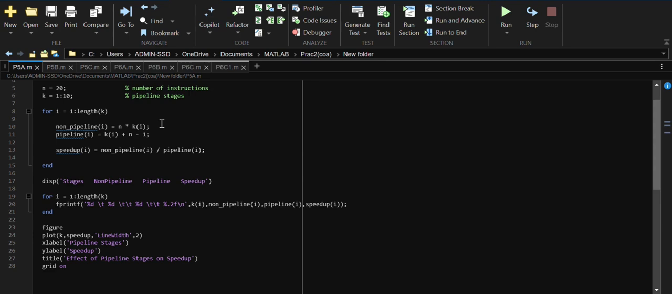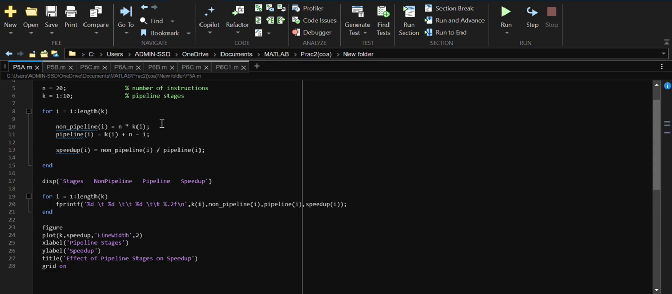In ideal pipelining, instructions overlap during execution. So after the first instruction executes, a new instruction completes every cycle. The program uses this concept to compute the ideal pipeline execution. That is, pipeline of I is equal to k of I plus n minus 1.